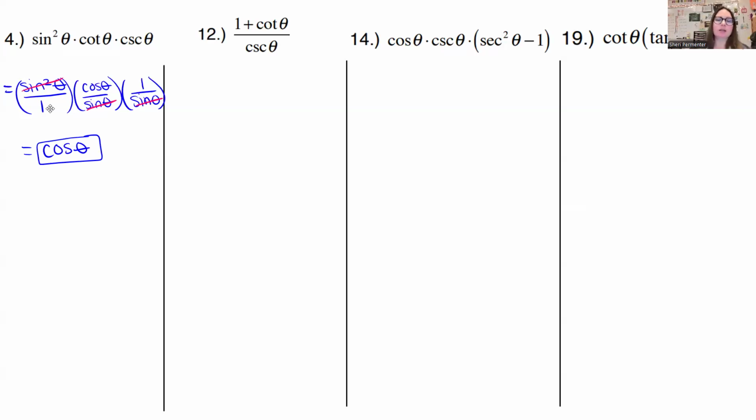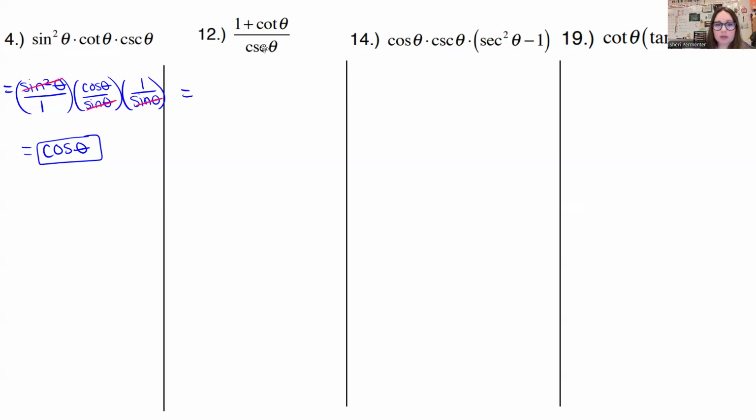Okay, let's do another one. For this one, do not be fooled. For this one, we've got 1 plus cotangent. That is not on your chart. It's not on your chart because it's not squared. So be careful. You can't do anything with that. So I am going to split this fraction up. If I can't do anything with this 1 plus, then I'm going to change it to 1 over cosecant, and then cotangent over cosecant. I'm going to split that fraction.